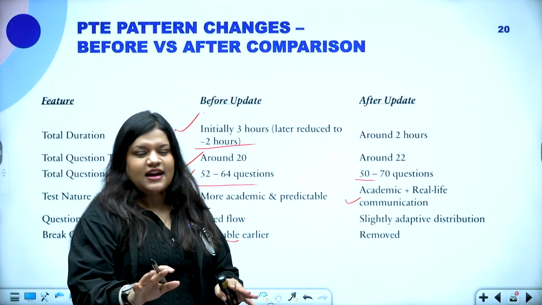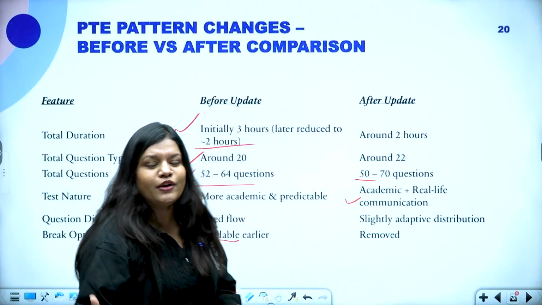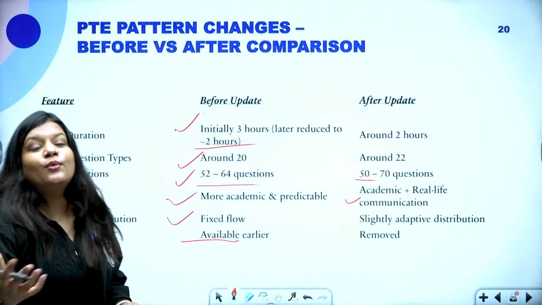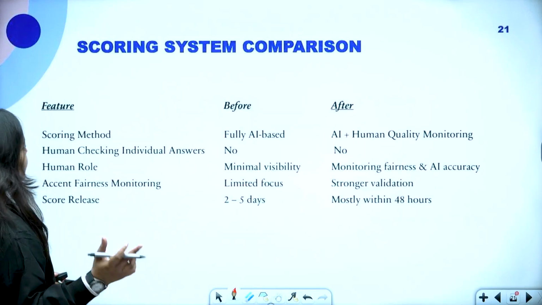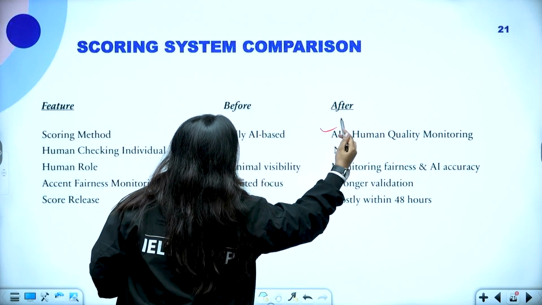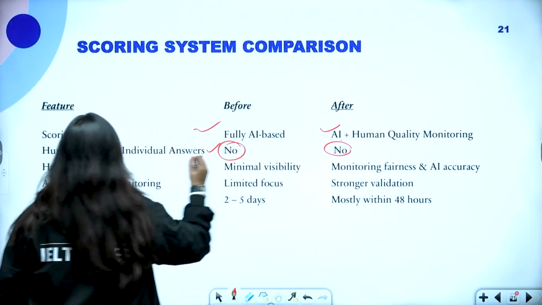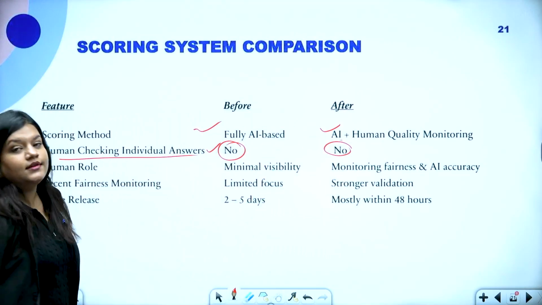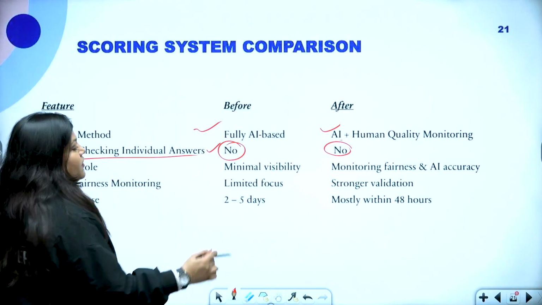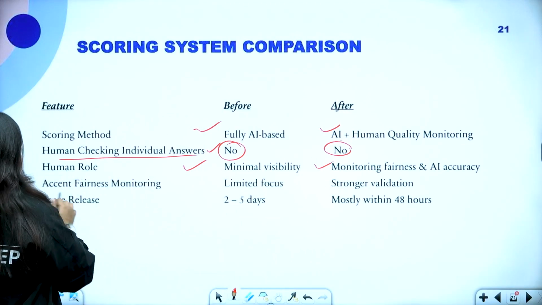I understand the updates are recent, so I know it's going to take time for you to become familiar with the questions and their sequence. So yes, let's understand the scoring system. Earlier it was fully AI based; now it is AI with human quality monitoring. It is not the case that humans will check the answers individually. There is minimal visibility of the human role, which is monitoring fairness and AI accuracy.